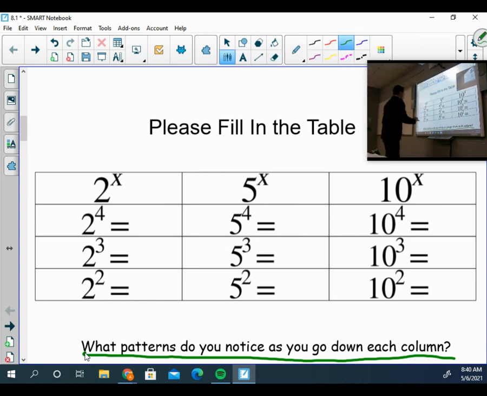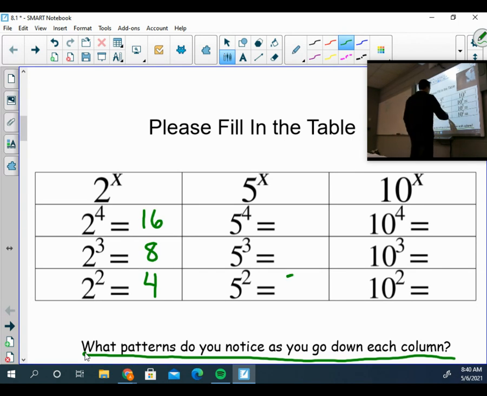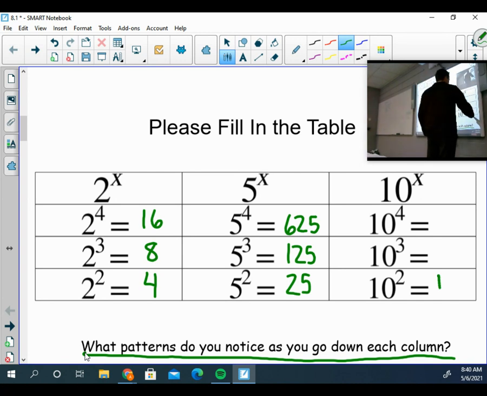So we hopefully understand that idea of an exponent. Let's fill in the table without further ado. 2 squared, which is 2 times 2, would be 4. 2 to the third, which is 2 times 2 times 2, will be 8. And 2 to the fourth will be 16. 5 squared, 25. 5 to the third, which is 5 times 5 times 5, is 125. And 5 to the fourth is 625. 10 squared will be 100. 10 to the third will be 1,000. And 10 to the fourth will be 10,000.